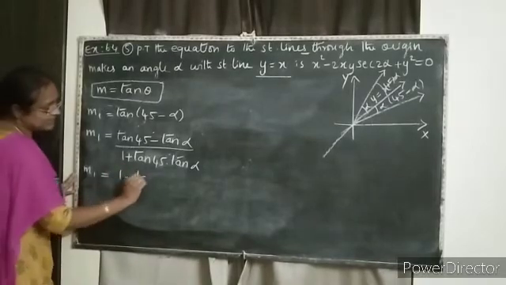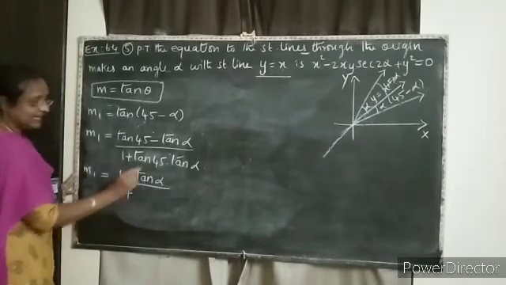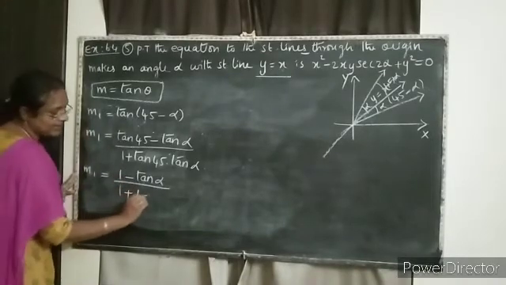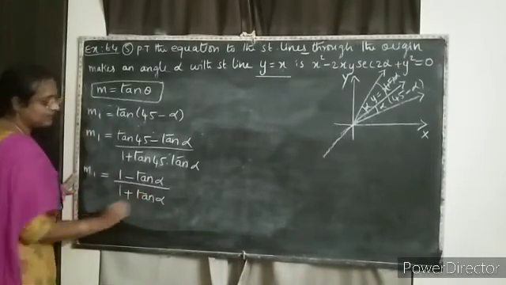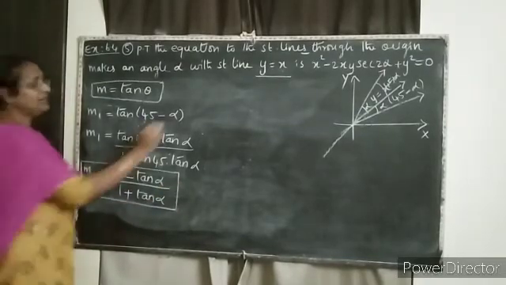So 1 minus tan alpha divided by 1 plus, again tan 45 is 1. So I get tan alpha. 1 into tan alpha is tan alpha. So now this is going to be our M1 value.